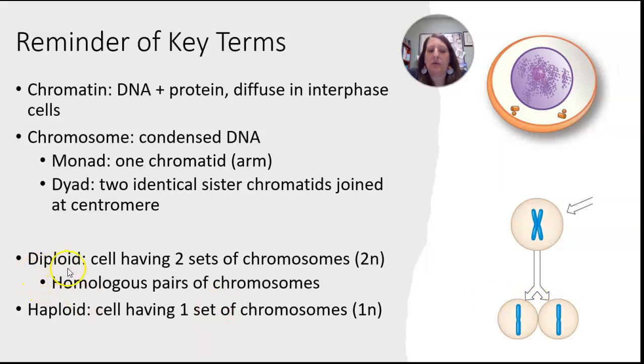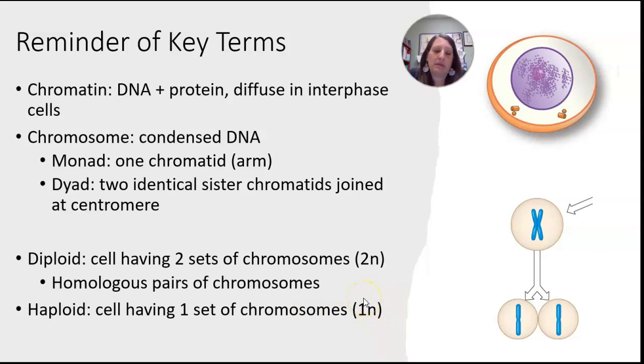And just a reminder of diploid versus haploid. A diploid cell is a cell that has two sets of chromosomes. We represent that by 2n. And those two sets will be homologous. So remind yourself of that term, homologous chromosomes. In a haploid cell, these would be cells having just one set of chromosomes. There would be no homologous pairs. And again, we can represent that by a 1n.